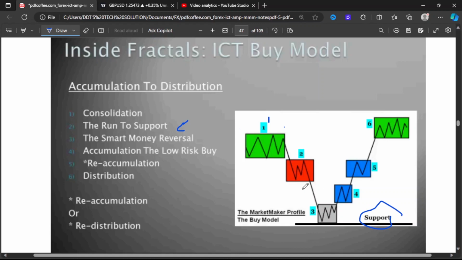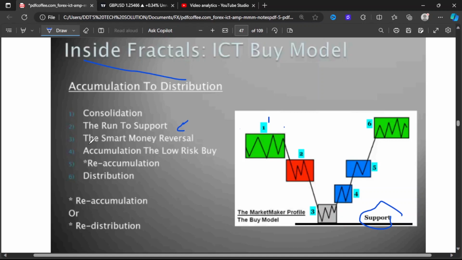Okay, so you're going to see the price after consolidating, it moves to this support zone, but before it moves to it, it creates inside fractals. It moves like this, goes again, it moves like this, goes again. So this is what we call the inside fractals. So anytime you see price, price doesn't just move straight out. It creates what we call swing highs, swing lows. So that's what we also call the inside fractals. Okay, so it has run to support.